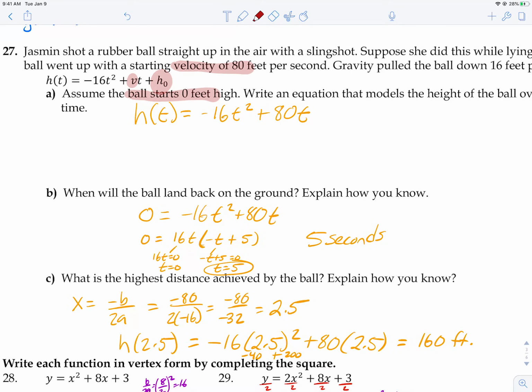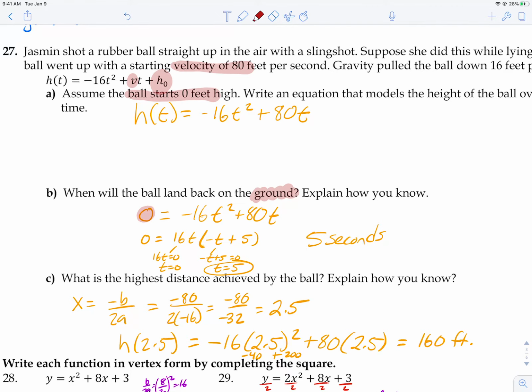Using that, if your ball lands back on the ground, it means that the height is 0. So I made it equal to 0, and I solved, and you could take out a GCF on this one because there is no constant, so it's nice. We don't have to use the quadratic formula or factor it.